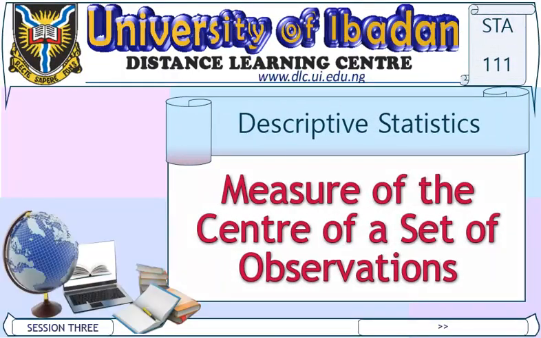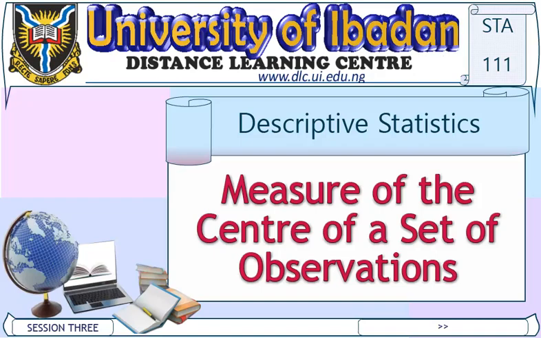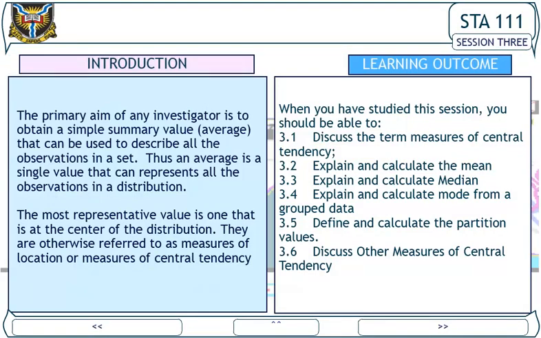Study Section 3. Measure of the center of a set of observations. Introduction. The primary aim of any investigator is to obtain a simple summary value, an average, that can be used to describe all the observations in a set. Thus, an average is a single value that can represent all the observations in a distribution. The most representative value is one that is at the center of the distribution. They are otherwise referred to as measures of location or measures of central tendency.